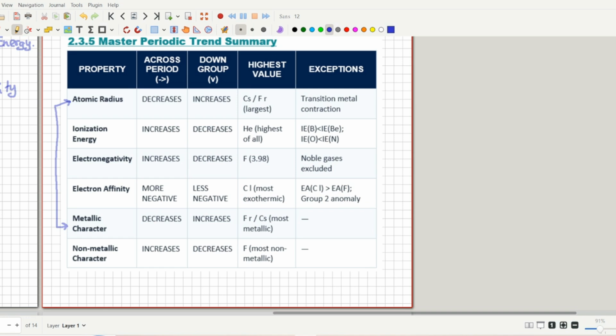So you can just memorize it in this way. You don't have to revise the whole concept in your mind, you can just use this short trick. If you move from left to right, atomic radius and metallic character decrease, all other things are increasing. If you move from top to bottom, atomic radius and metallic character increase, all other things will decrease.